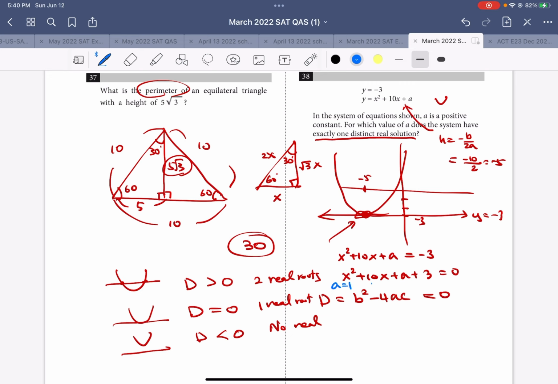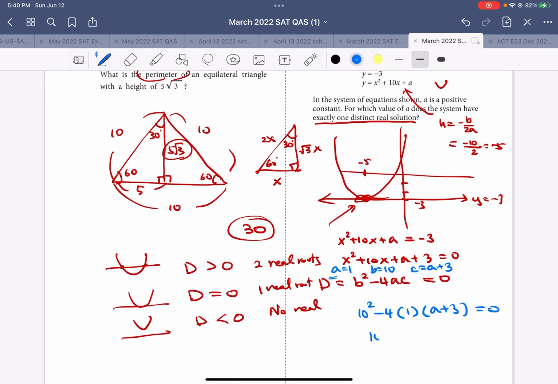Okay, so if you get it from here, the a value is 1, b is 10, and c is a plus 3. Don't get confused with this a, that's the coefficient of x squared. Now b squared, so 10 squared minus 4 times a, which is 1, times c, which is a plus 3, should be equal to 0. So I need to solve for a from there. 100 minus, you distribute the negative 4, so negative 4a and minus 12 equals 0. So 88 equals 4a, so a is 22. So that's your final answer.